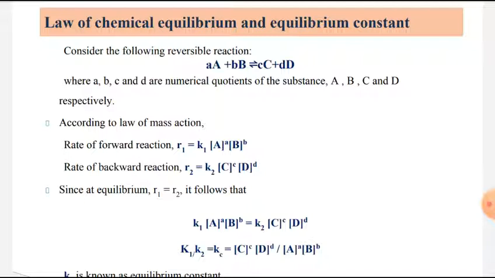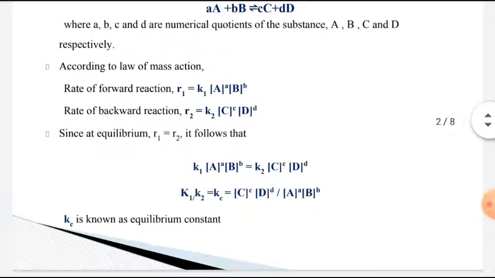Since at equilibrium the rates of forward reaction and backward reaction will be equal, it follows that the right hand sides of both equations will also be equal, and we can write that K1 by K2, the ratio of forward and backward rate constants, will be equal to Kc, which is a new constant known as the equilibrium constant, equal to the ratio of the concentration of products and the concentration of reactants.